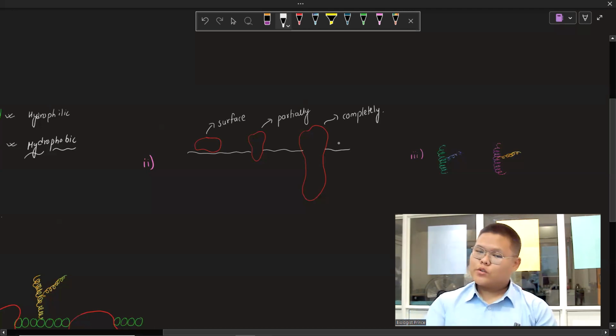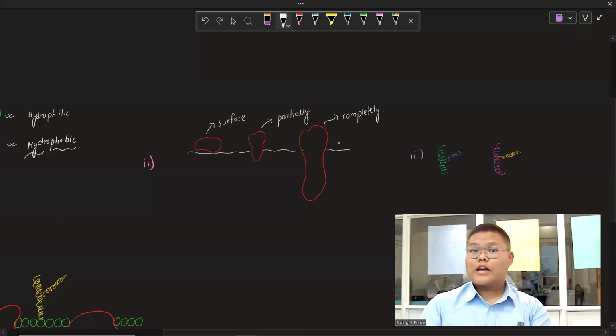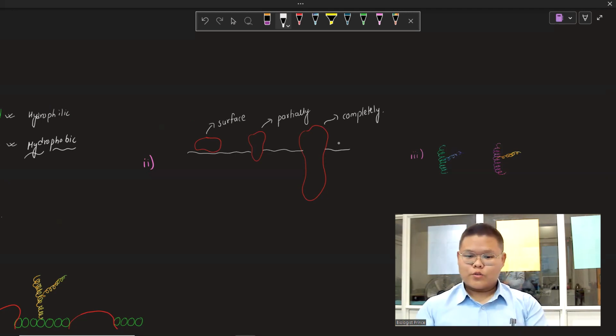So what I am going to tell you is that these are the three kinds of protein. You will see the structure down there. Some proteins are present on the surface, some are partially just below the lipid layer, and some protein types are completely inserted, completely embedded inside that lipid layer. Okay, this is what I'm going to tell you.